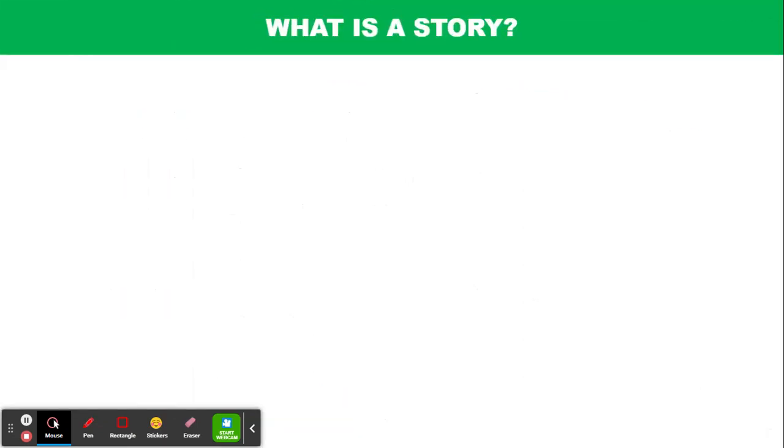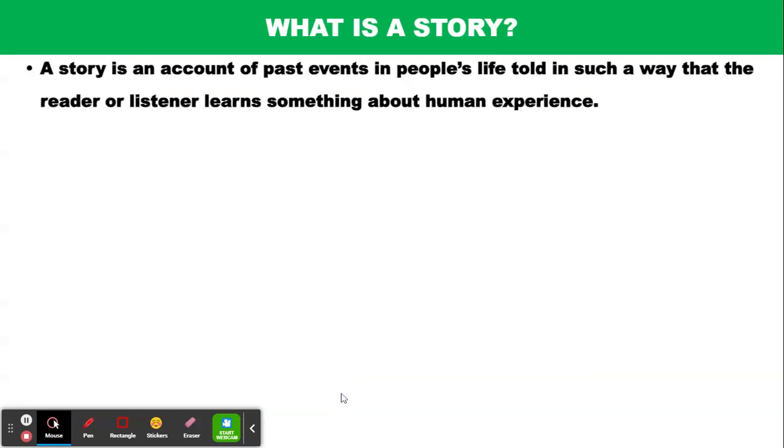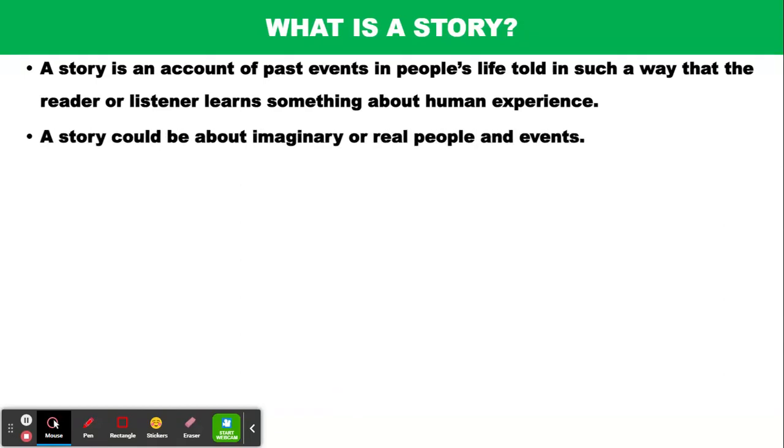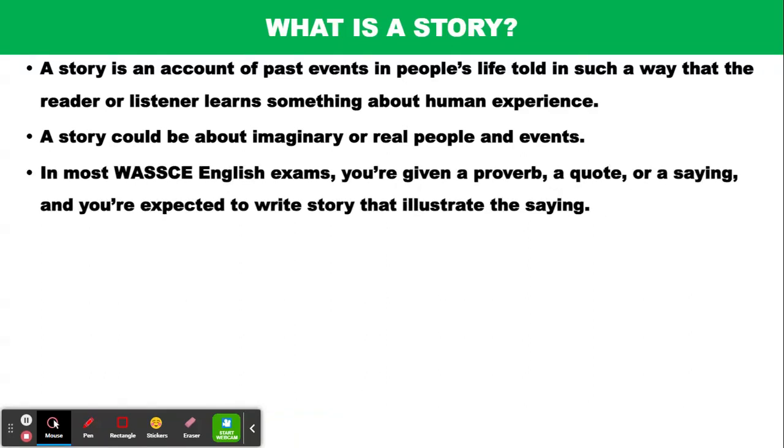To start with, what exactly is a story? A story is an account of past events in people's lives told in such a way that the reader or listener learns something about human experience. A story could be about imaginary or real people and events. When it is imaginary, it is fiction. When it is about real people and events, then it is a factual story.